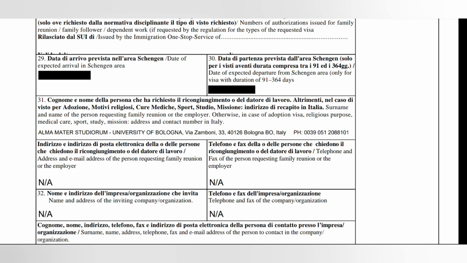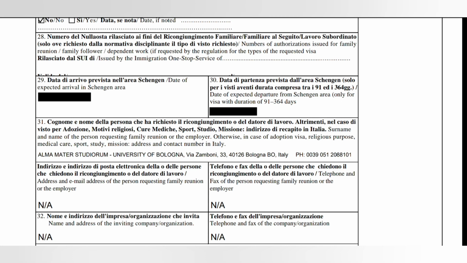Date of expected departure from Schengen area. Only for visa with duration of 91 to 364 days. So yours is 365 days and you can extend it through residence permit, so you don't have to write anything here.